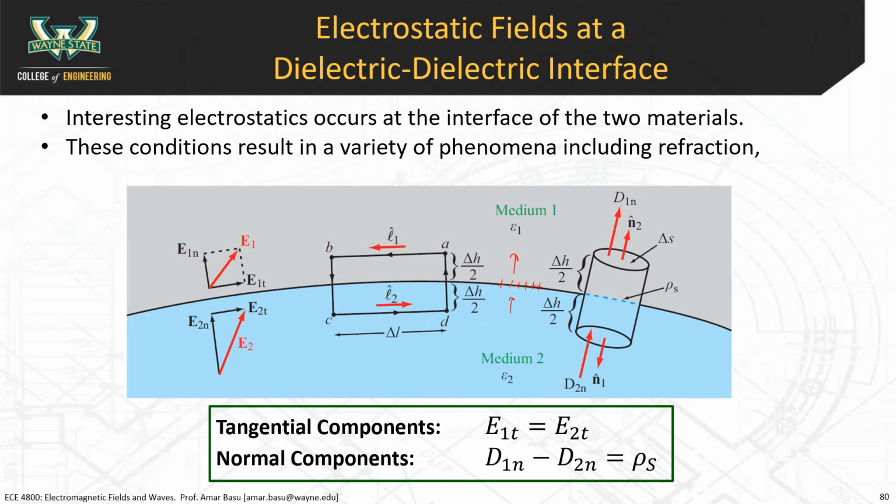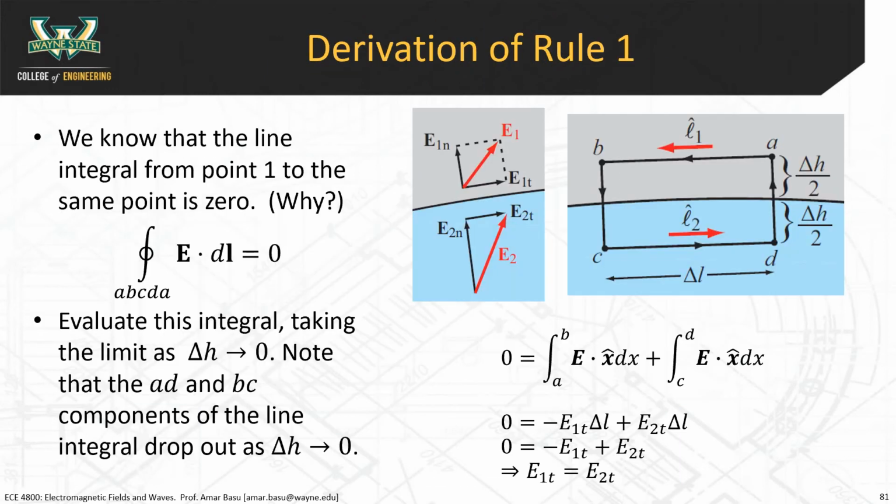So let's go and derive why those are the case. It turns out we can derive both of them fairly easily using the rules that we have discussed already in this class. The derivation of the first rule, E1t is equal to E2t.